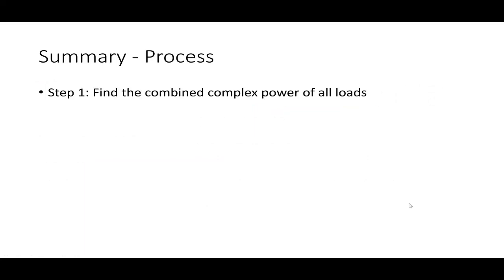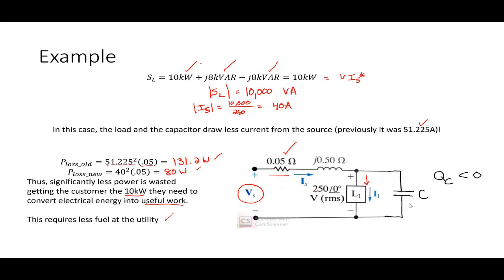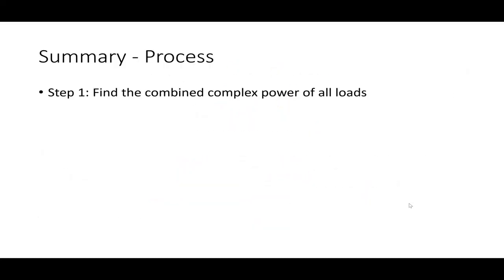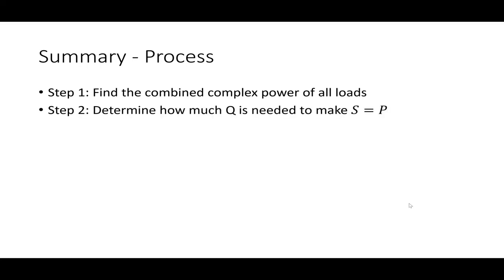We've got a couple of steps to think about. First, in these problems, our first step is to figure out the combined complex power of all the loads. In this case, I only gave you L1, but I could give you L1, L2, L3, a bunch of loads in parallel, and I'd want to find their combined complex power. Once I had that, I would want to determine how much Q is needed to make S equal to P. Or in some cases, I may not always be making the power factor unity. I might just be increasing the power factor.